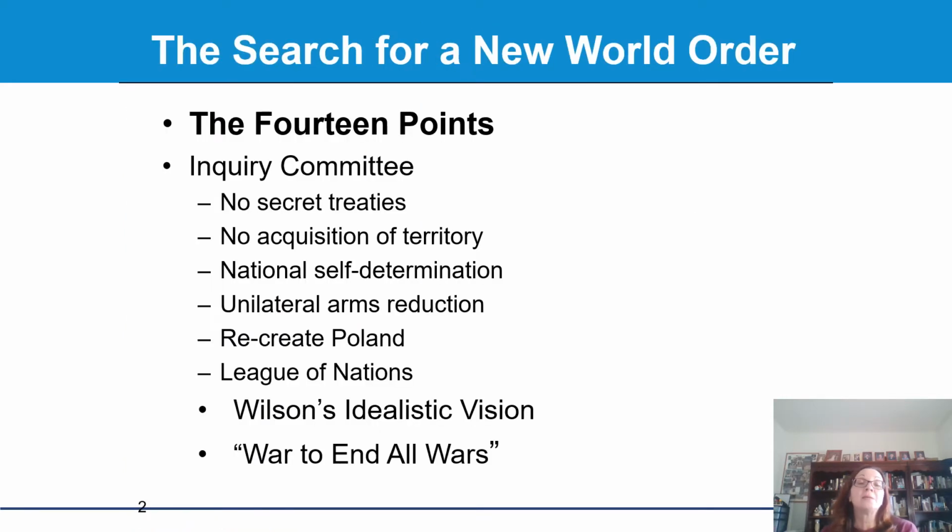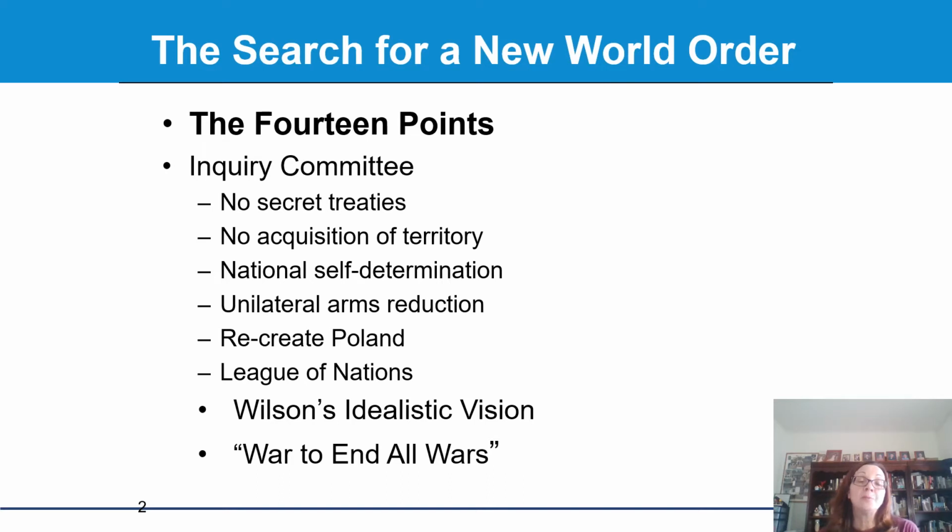As stated in the PowerPoint for Part 1, the armistice to conclude the war was to be based on Woodrow Wilson's 14 points. These 14 points were drawn up by a group of individuals that Wilson highly regarded, and they became known as the Inquiry Committee. So Wilson did not dream up all of these on his own.